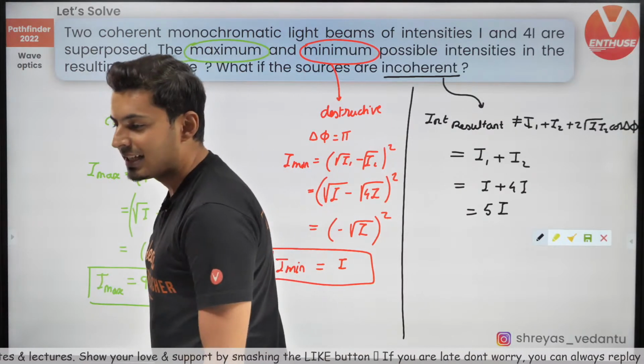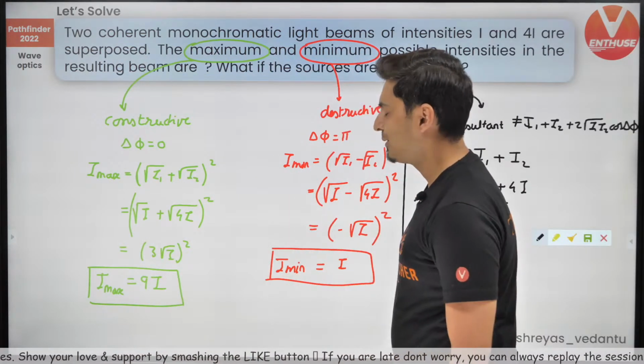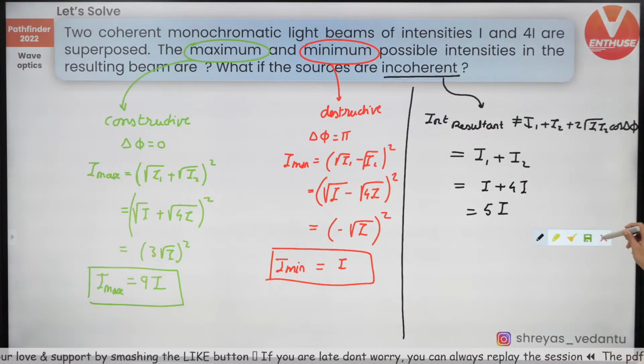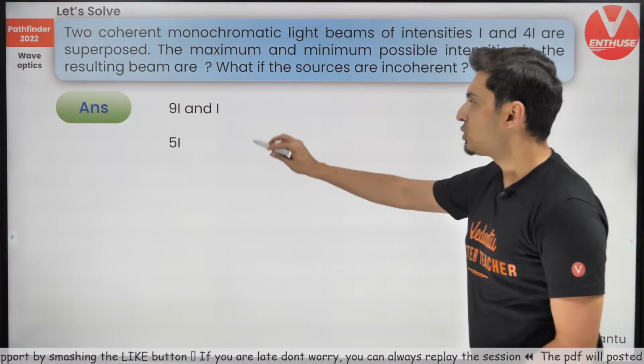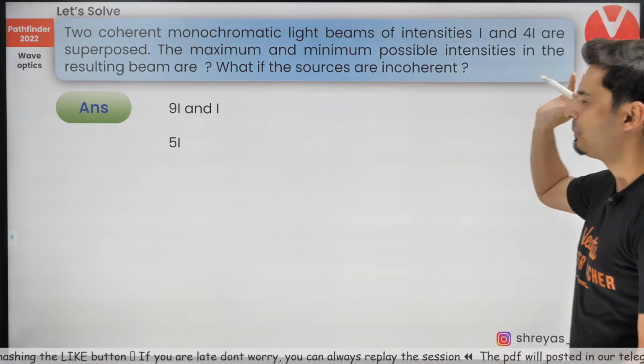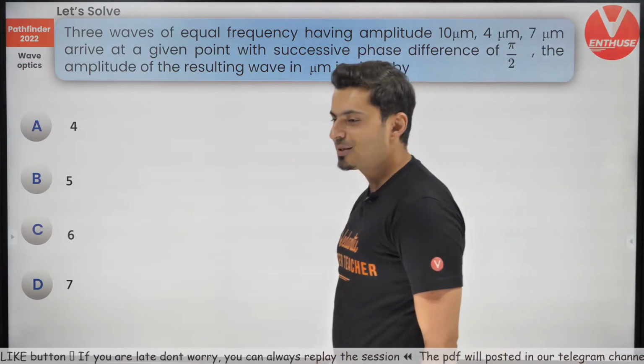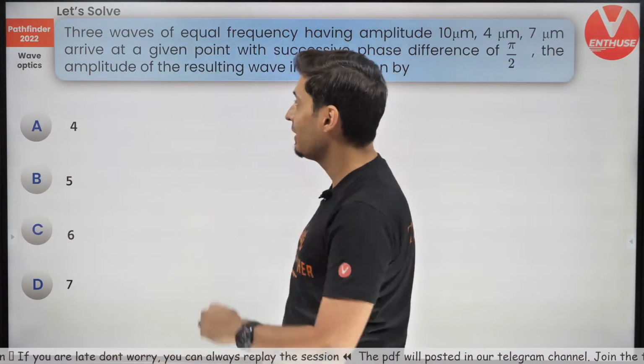V is equal to f lambda. Yes, it is correct, Ramya Balaji. Very true. That is true for any wave, be it light, sound, or anything. So 9i, I, and 5i. What a brilliant question. Let's move on to the next question coming up on your screen now.